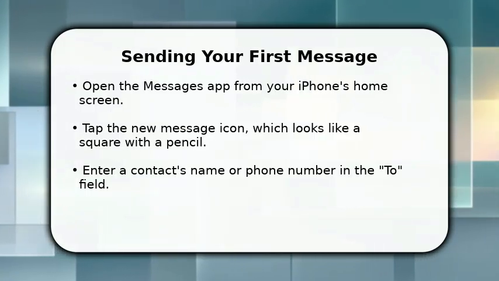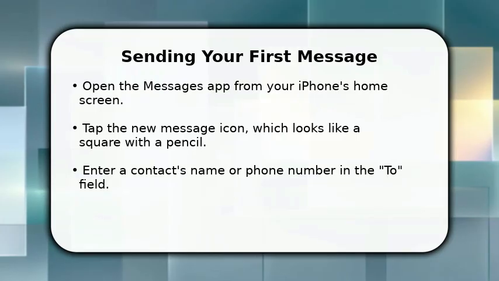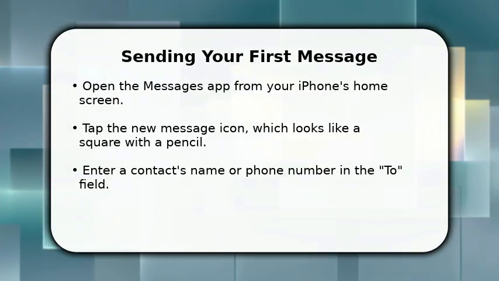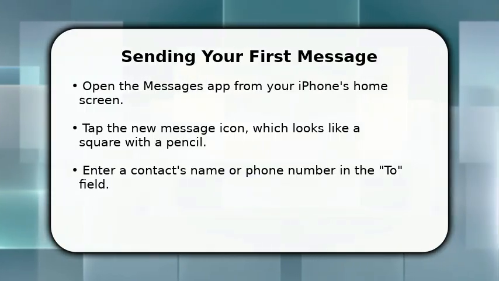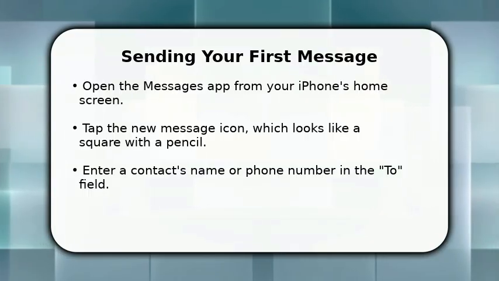Next, tap the new message icon, which is a square with a pencil in the top right corner. Then, simply type the recipient's name or phone number into the To field. This gets you ready to compose your first text.